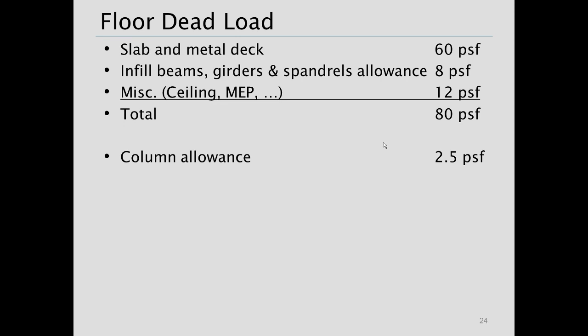Moving to the floors, typical concrete slab and metal deck, 60 pounds per square foot, 8 pounds per square foot allowance for all the structural steel framing within the floors, 12 PSF for miscellaneous ceiling, mechanical, electrical, plumbing, etc. So that gives us 80 pounds per square foot total for dead load. Again, 2.5 pounds per square foot we'll take as an allowance dead load for columns.